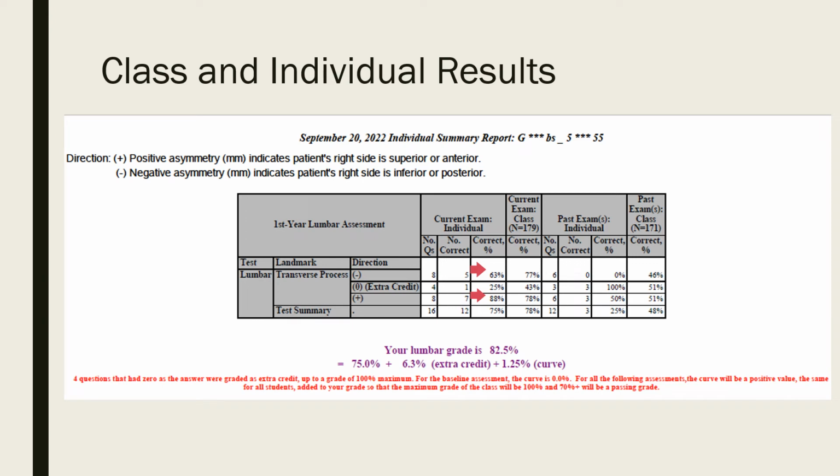In this slide, you can compare your accuracy based on direction of asymmetry. In this case, there is a 25% better performance when the right thumb is anterior versus posterior. This likely indicates that your perception is being skewed based on some aspect of your technique.